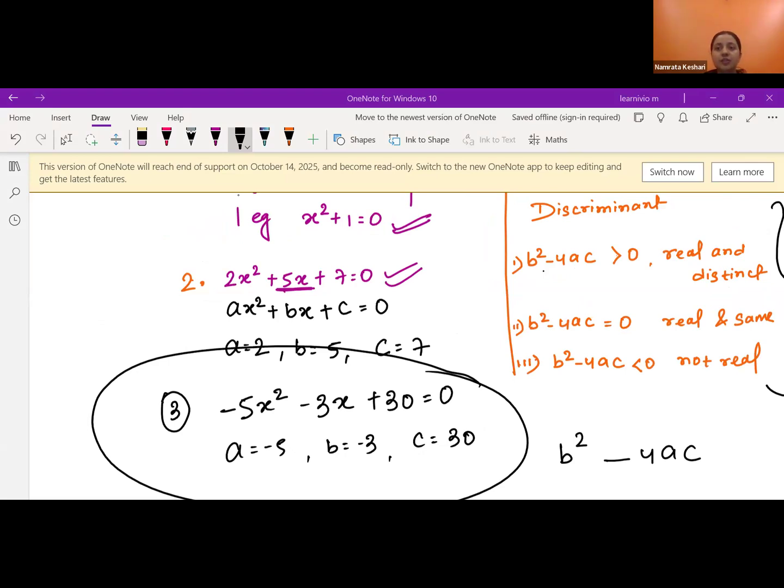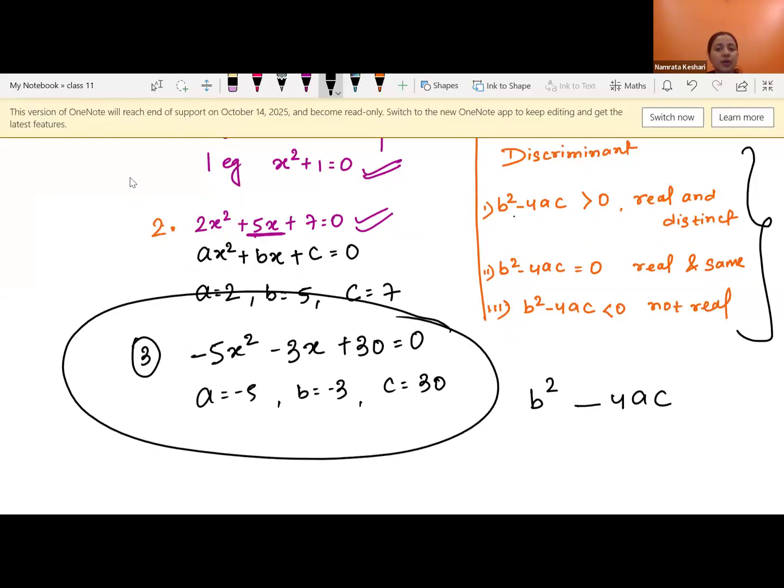So b square minus 4ac will be checking over here just to check the nature of the root. Okay, so b square here, b, just now you told me that b is minus 3. So I will drop this minus 3 at the place of b, and I'll do the squaring over here. Minus 4, I'll drop the a value over here, that is minus 5, and I'll drop the c value over here, that is 30. And what are we going to get?